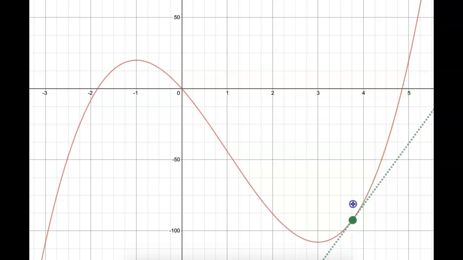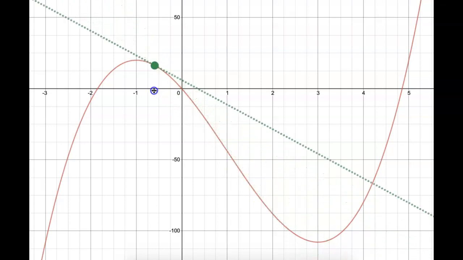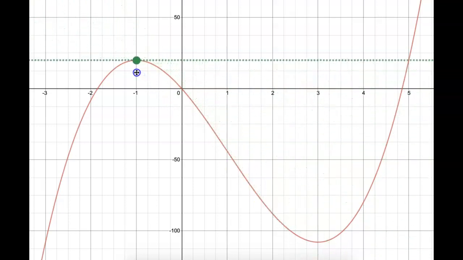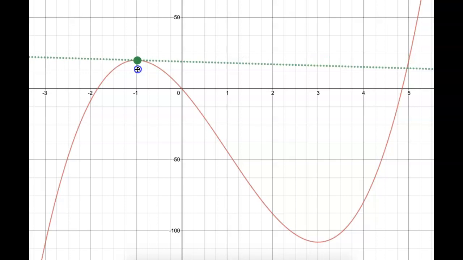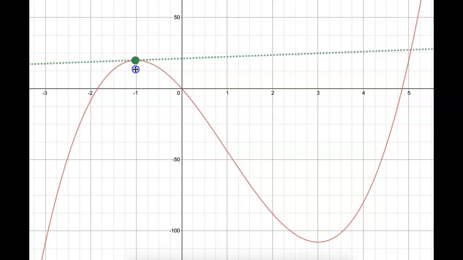So this function is increasing where the slope of the tangent line is positive. The function is decreasing where the slope of the tangent line is negative. And where the slope of the tangent line is 0 are opportunities for the function to change direction from increasing to decreasing or from decreasing to increasing. Sometimes you can get a horizontal tangent line like this, and then it just continues to increase. So it's just an opportunity for the function to go from increasing to decreasing or from decreasing to increasing. We'll talk more about that later.